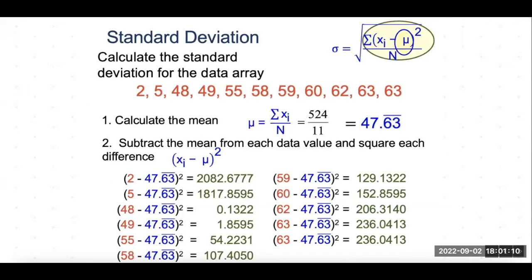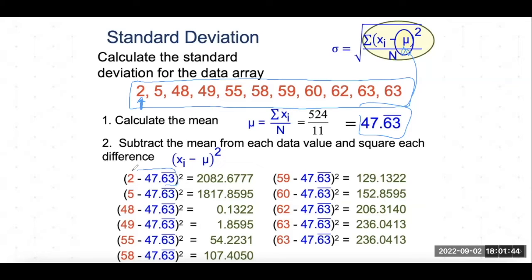So if we have this set of numbers, we first have to get the mean. So the mean would be adding them all up and dividing by 11. We get 47.63 repeating. Then you take that 47.63 and put it into the equation right here. So you basically have that data point minus your mean. So data point, let's start with 2 as our first data point. So 2 minus the mean squared equals this 2000 number.